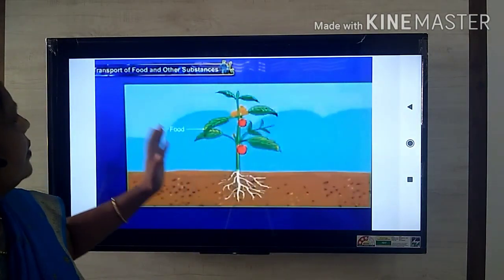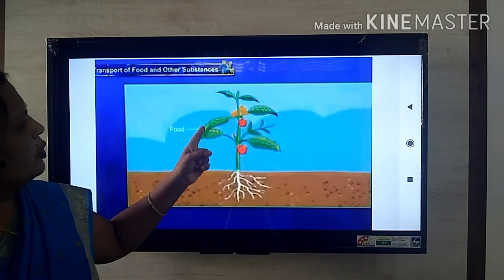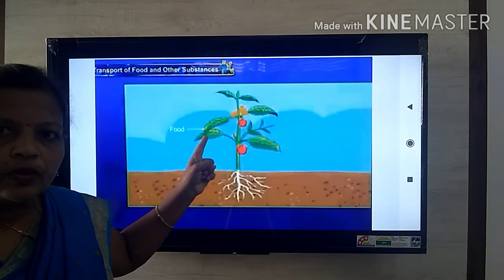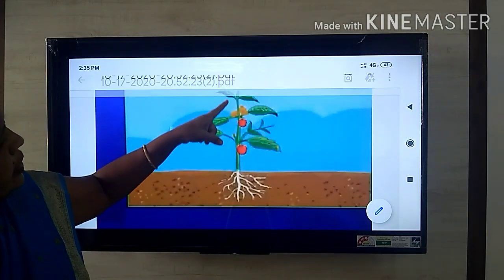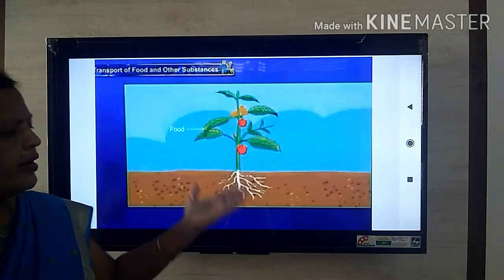For example, look here, these are the leaves of the plant. The food material is synthesized at this place, isn't it? But from this place, it should be transported to the upper as well as the lower part. Next slide.